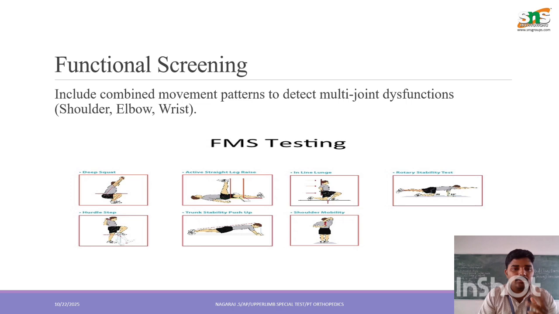Then fifth is the hurdle test, like hurdle running, where the patient steps over the hurdle with the leg. Then trunk stability push-up test. Then the shoulder mobility test: one arm in abduction, elbow flexion, and internal and external rotation; the other arm in extension, adduction, elbow flexion, and internal rotation. Both arms try to touch behind the back. If they do not touch, it is a shoulder issue or muscle tightness. This is the functional screening test.